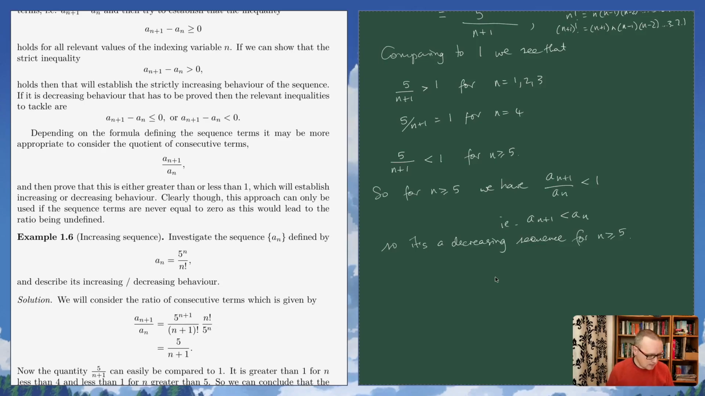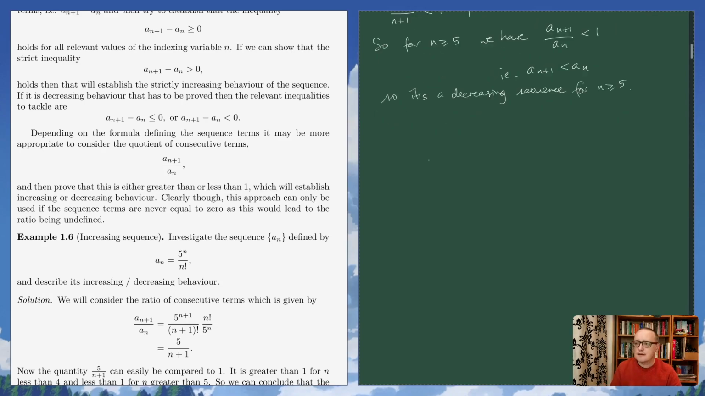Okay, we could have a look at another example. This example isn't in the notes. Consider the sequence S_n defined by this formula. So S_n is going to be 3n over 4n plus 1.